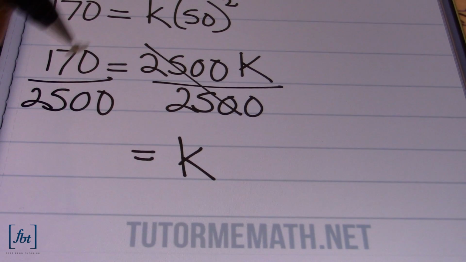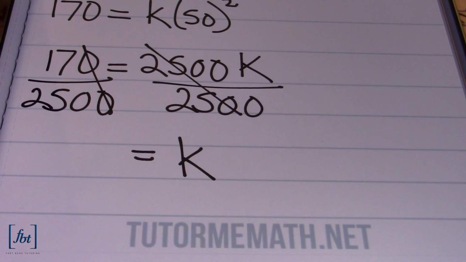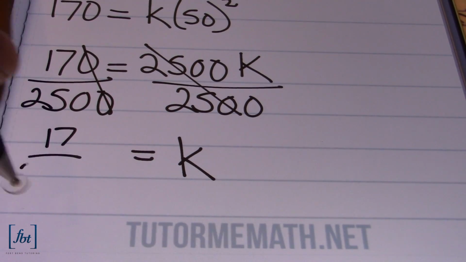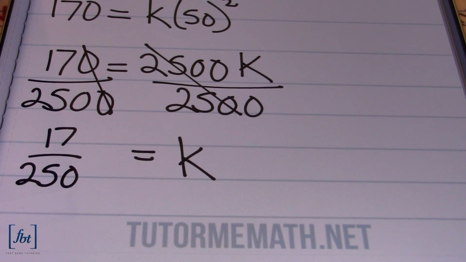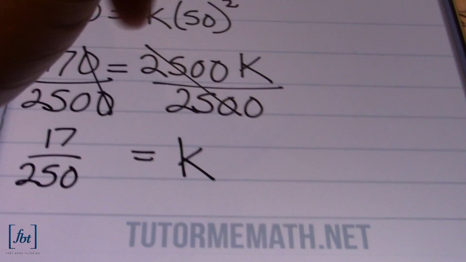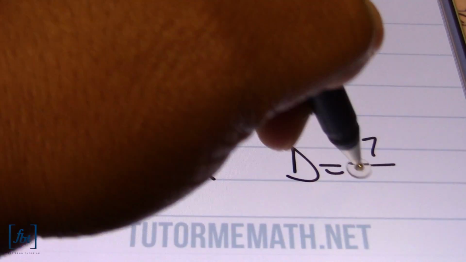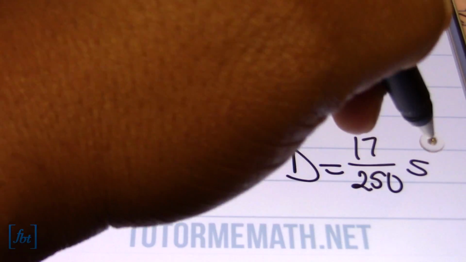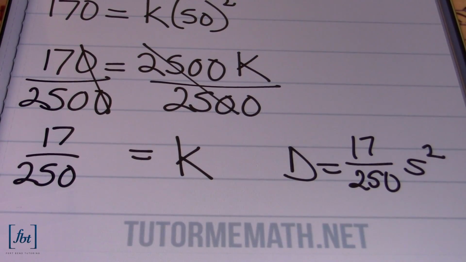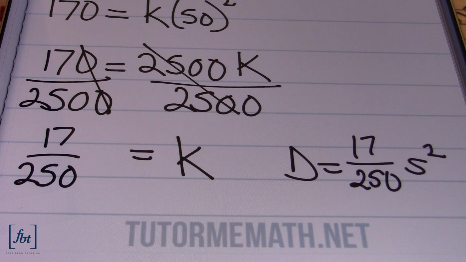All right, let's simplify this. We know that it can be reduced by 10, and then that's it. We're going to end up with a constant of variation of 17/250ths. That's ugly, but it's correct. So I'm going to rewrite my variation equation as the distance equals 17/250ths s squared. That's our variation equation. Let's use this to finish part A.